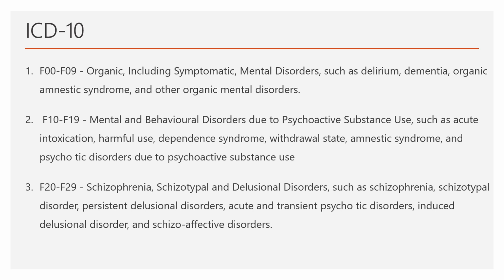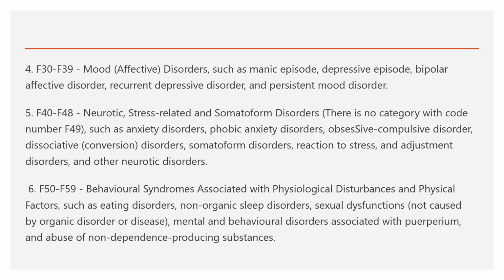F20 to F29 is all your psychotic disorders, so schizophrenia, schizotypal, delusional disorders, and then we have persistent delusional disorder, acute and transient psychotic disorder, and induced delusional disorder. So all these come under your F20 to 29. Then F30 to 39 are your mood or affective disorders like mania, depression, bipolar affective disorder, recurrent depressive disorder, and persistent mood disorder. Okay, so having an overview of what disorders come under what classification is important.